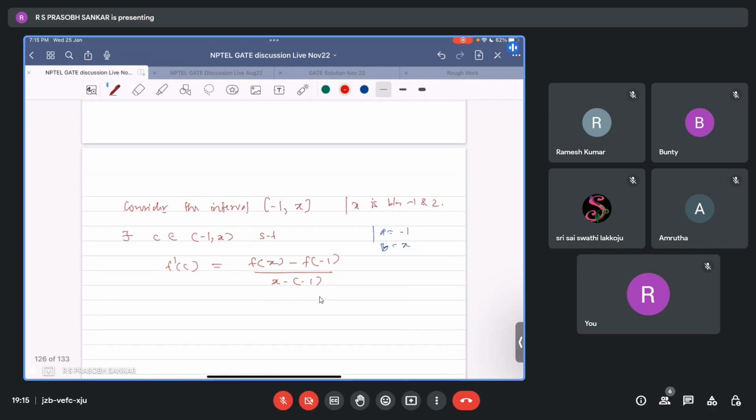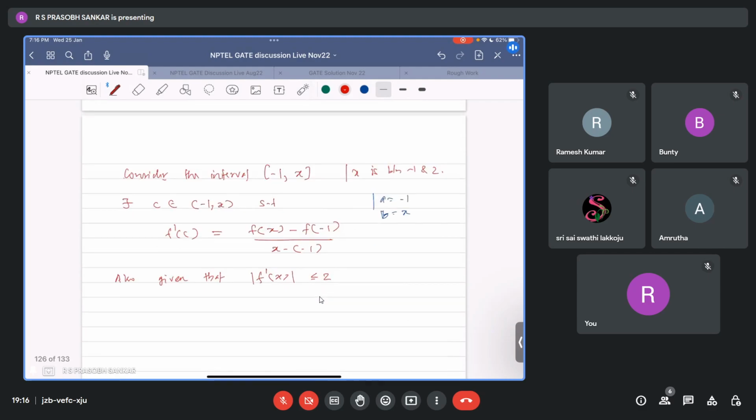Now, what is given, also given that the modulus of the derivative is always less than or equal to 2, which means that mod of f prime c is also less than or equal to 2. Correct? Because the derivative is bounded for any x. That means even for this derivative that has to be true.